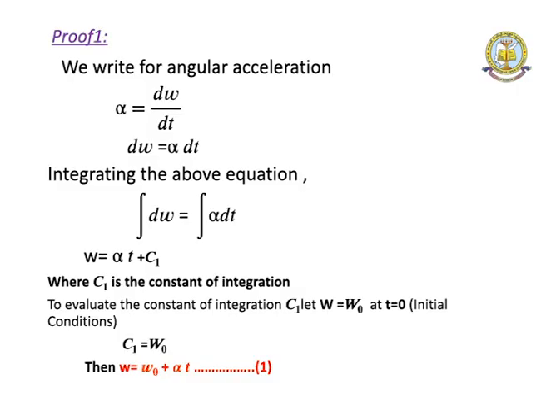Now the c1 value is in this equation, right? Omega is equal to omega naught plus alpha t. So this one is proved. The first equation, omega equal to omega naught plus alpha t, is proved, and this equation is proved using the angular acceleration formula. And now another one, the second one.